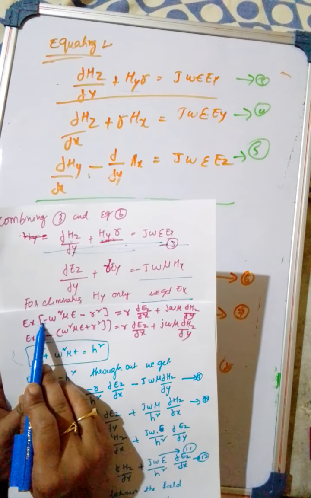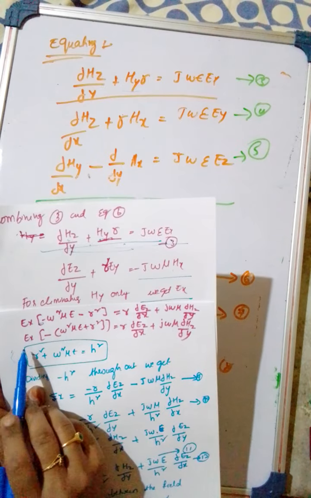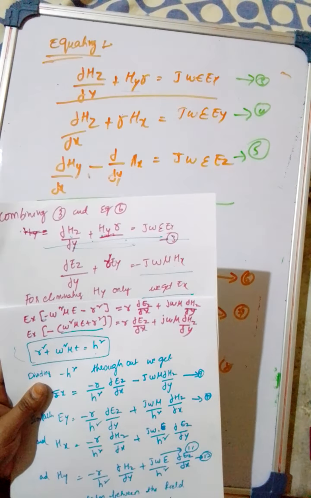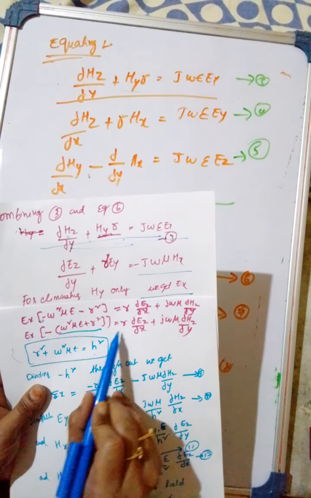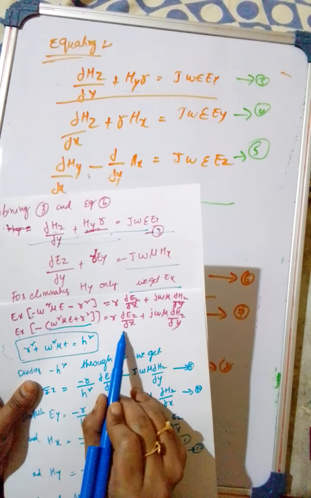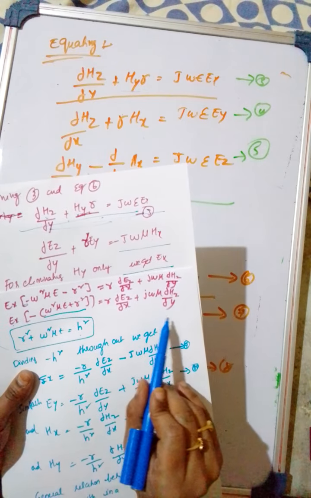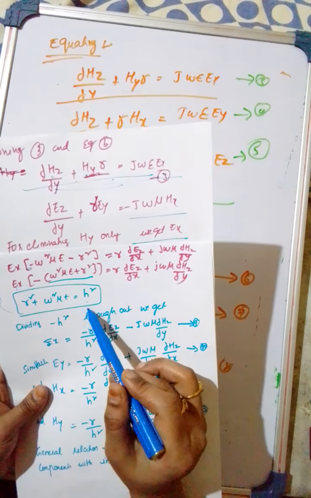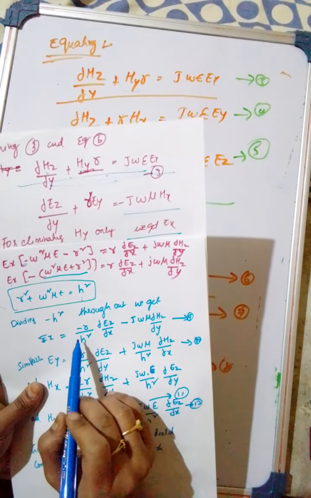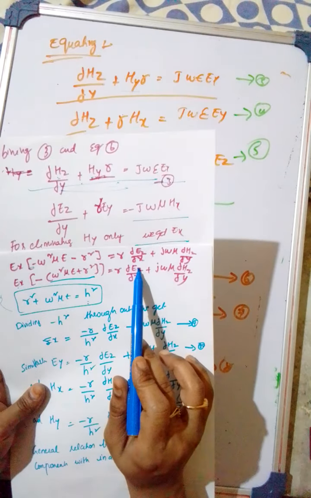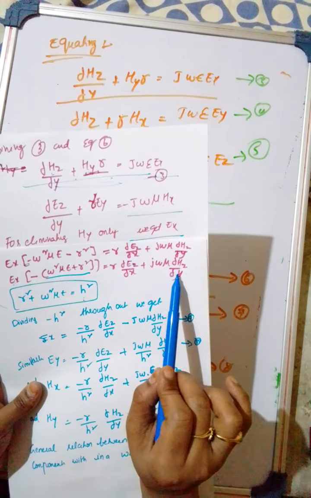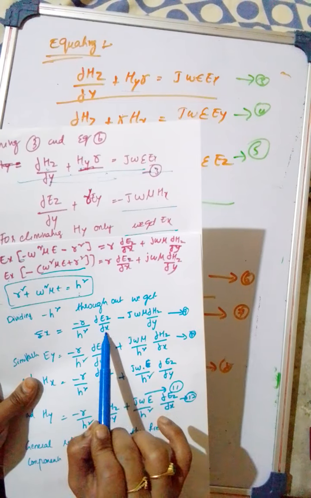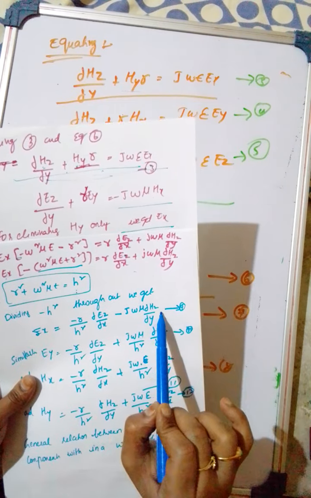From this term we are commonly taking minus, and the value we previously got, we consider this value as h square. We are placing this in this term. Ex of h square is equal to r dou Ez by dou x plus j omega mu dou Hz by dou y. Dividing this term with h square, sending all those terms to this side, what we will get? Ex is equal to minus r by h square dou Ez by dou x minus j omega mu by h square dou Hz by dou y.